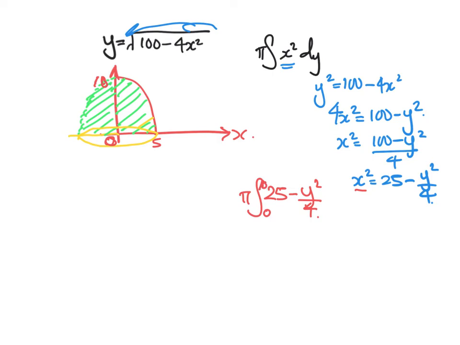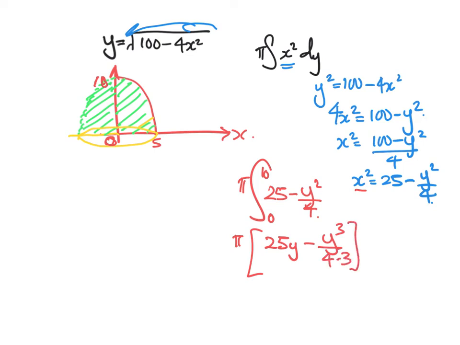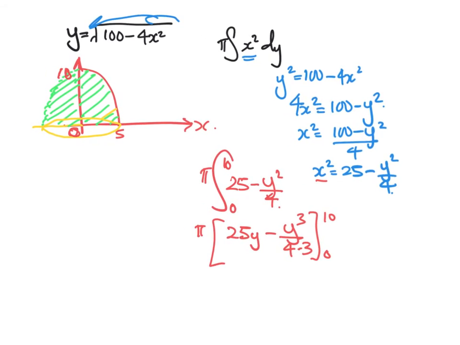Okay, so let me erase this, it's not so clear. So it should be 0 and then 10, pi. Now let's integrate this. Leave pi as pi. Integrating 25 will give me 25y, and then minus y to the power of 3 over 4 multiplied by 3, and the limit is between 0 to 10. The rest is just the usual integration method. Just substitute your values inside and then find your answer.